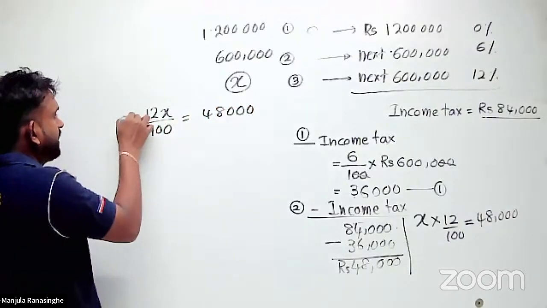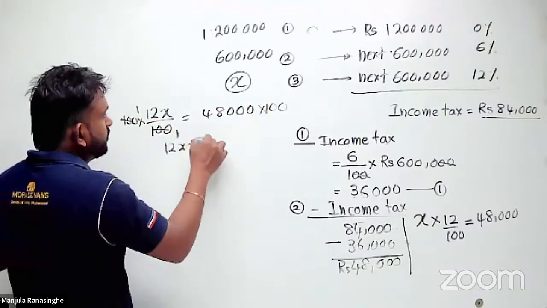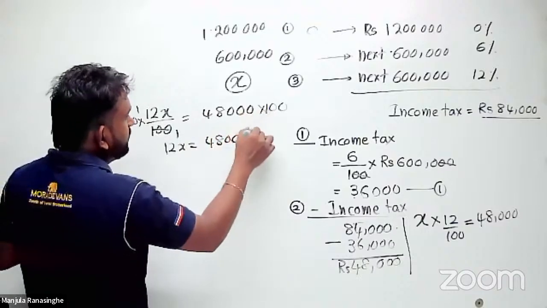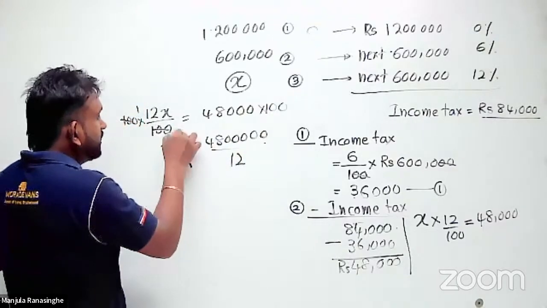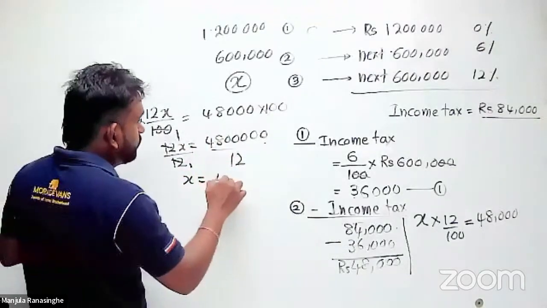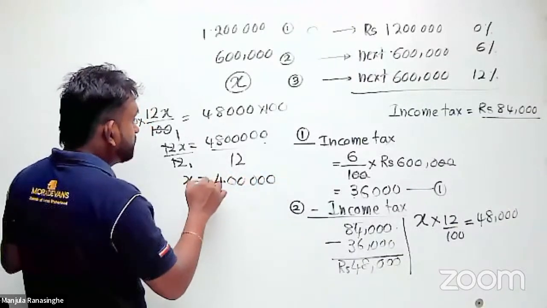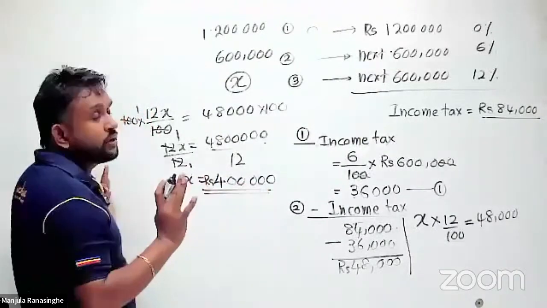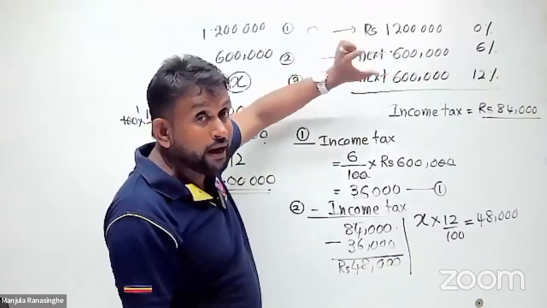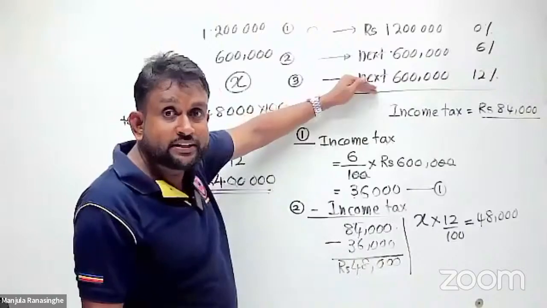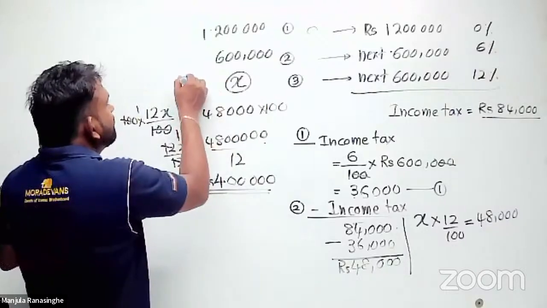Now just multiply by 100 on both sides. Then 12x equals 48,000 into 100, meaning 2 zeros added. Just divide by 12 on both sides to make x the subject. Then x equals 12 into 4, then 0, 0, and 3 zeros, that is rupees 400,000. That means the income in the third region is 400,000 only, right?